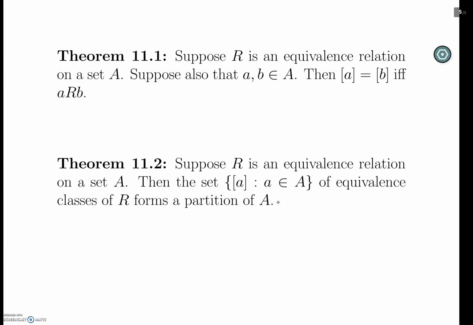And that's where theorems 11.1 and 11.2 come in. If we have an equivalence relation on a set, we know that the equivalence classes of A and B are the same if and only if A is related to B. Also, if R is an equivalence relation on our set, the set of equivalence classes forms a partition of A. So that means that the union of those equivalence classes has to be the same as the set A, but the intersection of any two equivalence classes is the empty set.